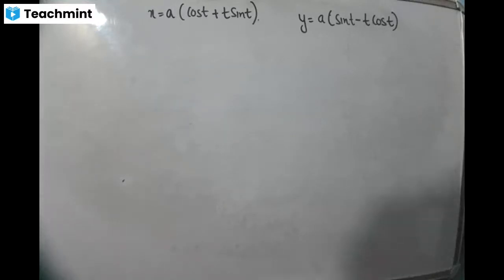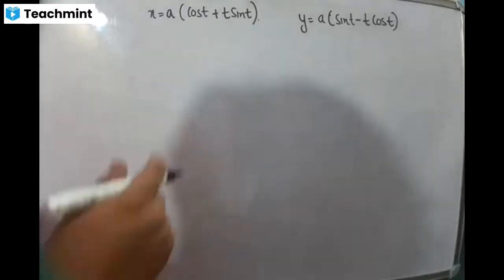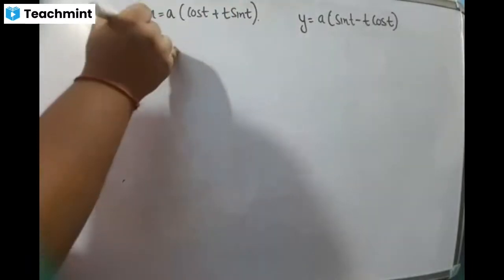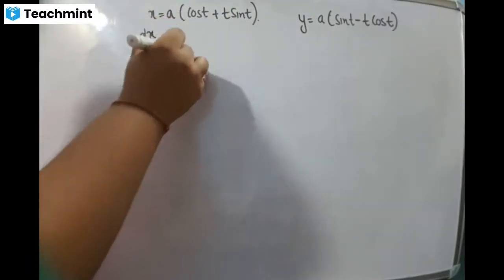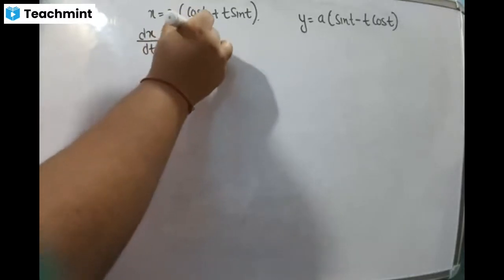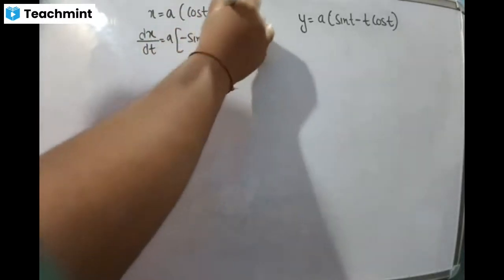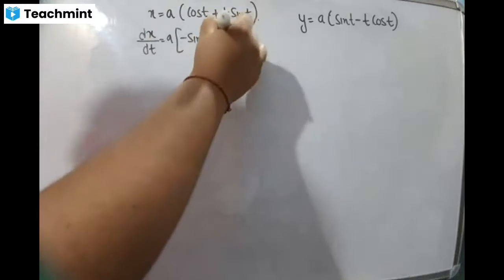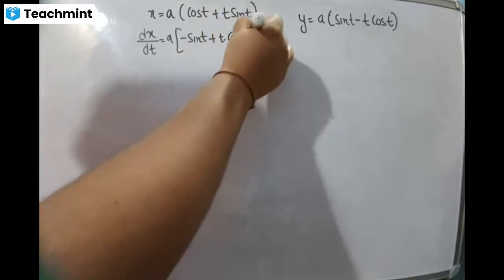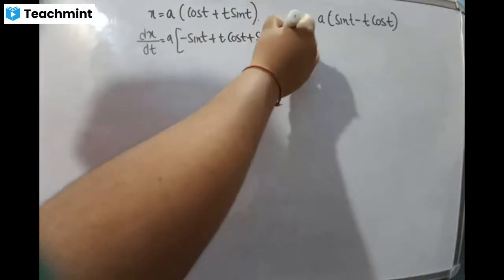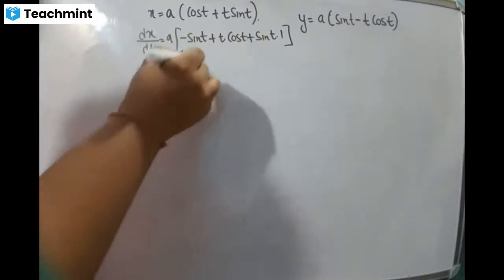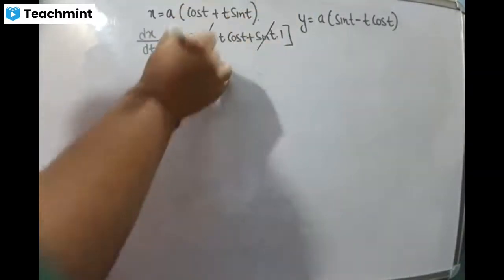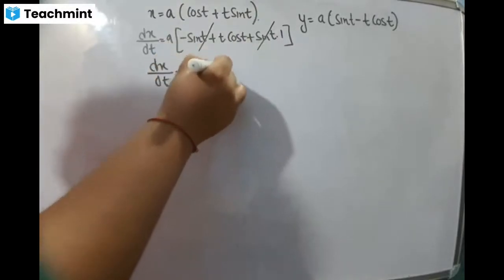You can easily make out that the common variable is t, isn't it? So differentiate with respect to t. The derivative of x is dx by dt equals a, as it is. The derivative of cos t is minus sin t. Product rule, u into v: t is a constant, the derivative of sin is cos, plus sin t times the derivative of t, which is 1. So what is dx by dt? Sin t and sin t get cancelled, so you're left with at cos t.